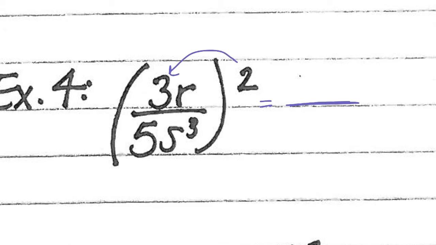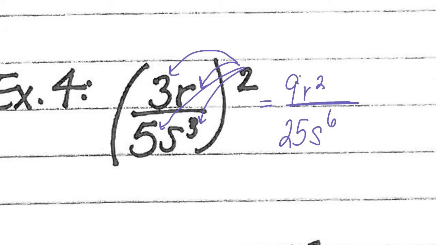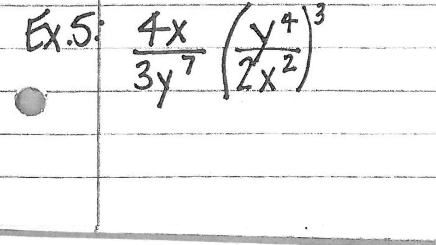So 3 squared is 9. R squared is r squared. 5 squared is 25. S cubed squared is s to the 6th. Is there anything else I can reduce here? No. So we don't have to reduce in this case, but sometimes there are, so it's good to be aware. Woo, what about this one?